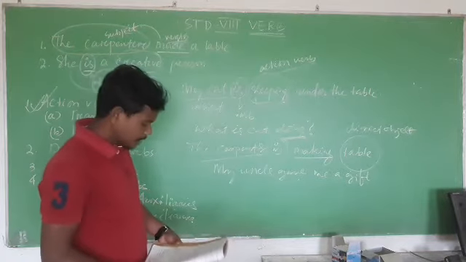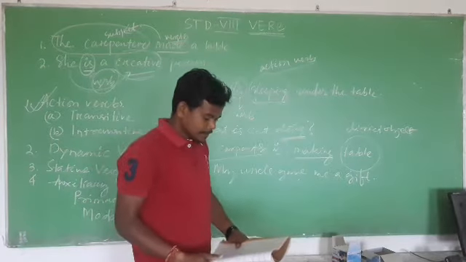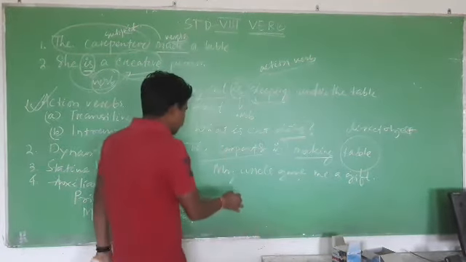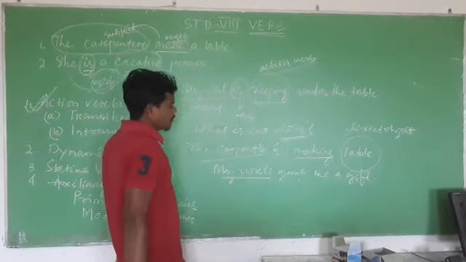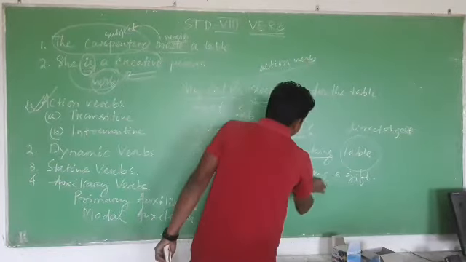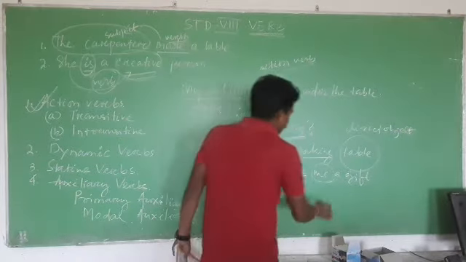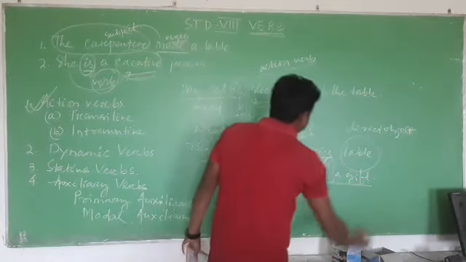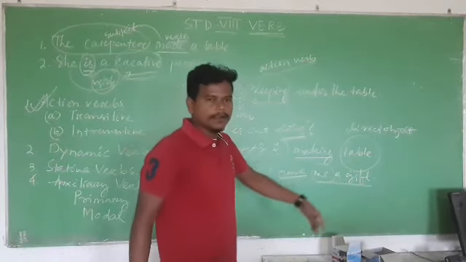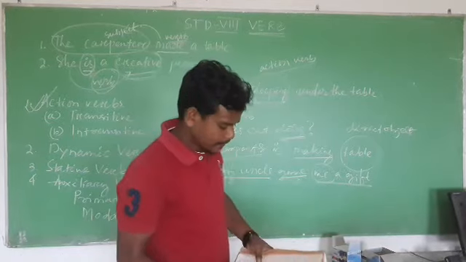Then what here? The subject is what? My uncle, verb gave, direct object. Me is not the direct object, it is the indirect object. So what? A gift, right? The object is there. Me, direct or indirect?